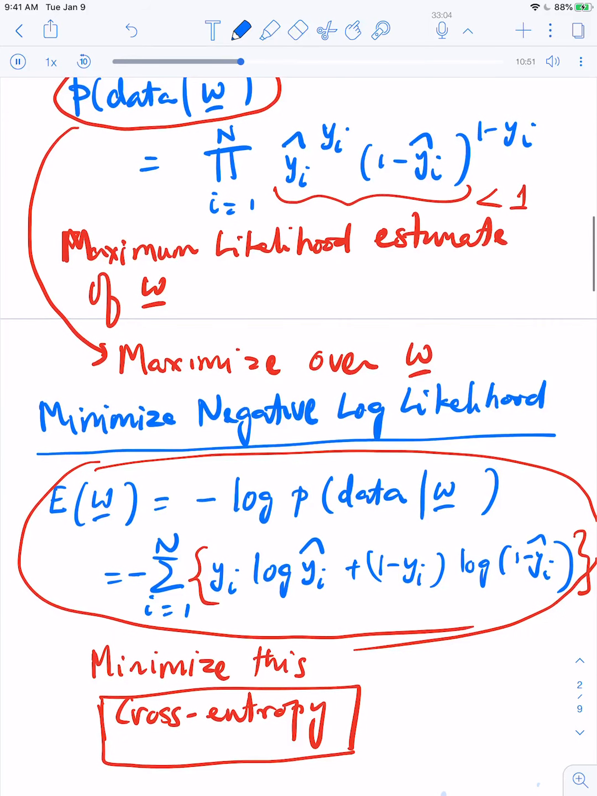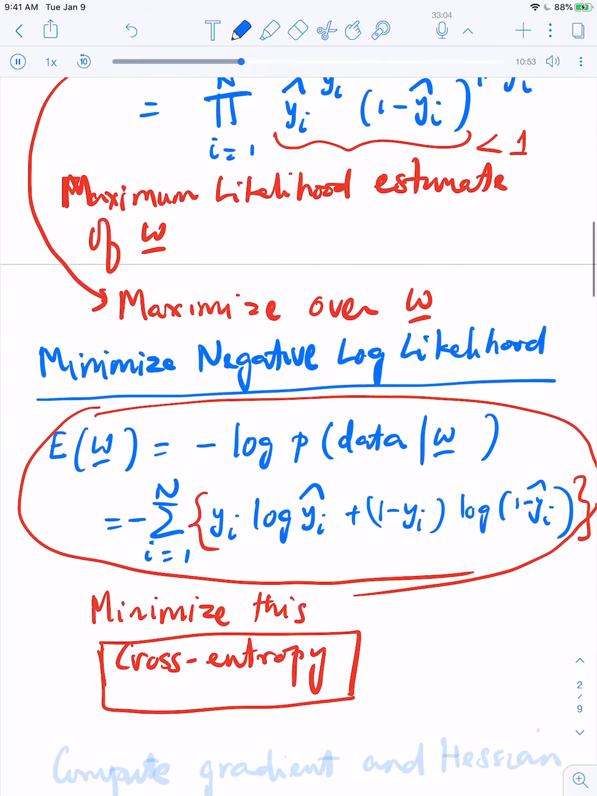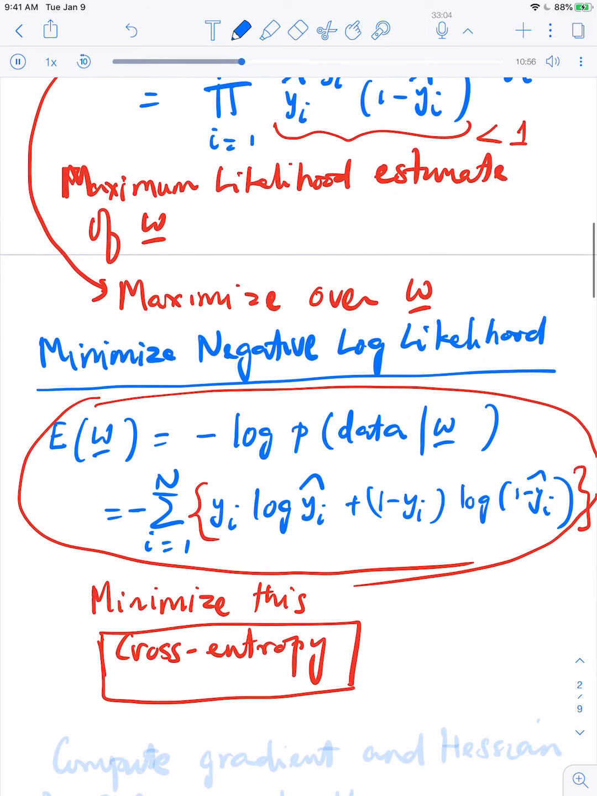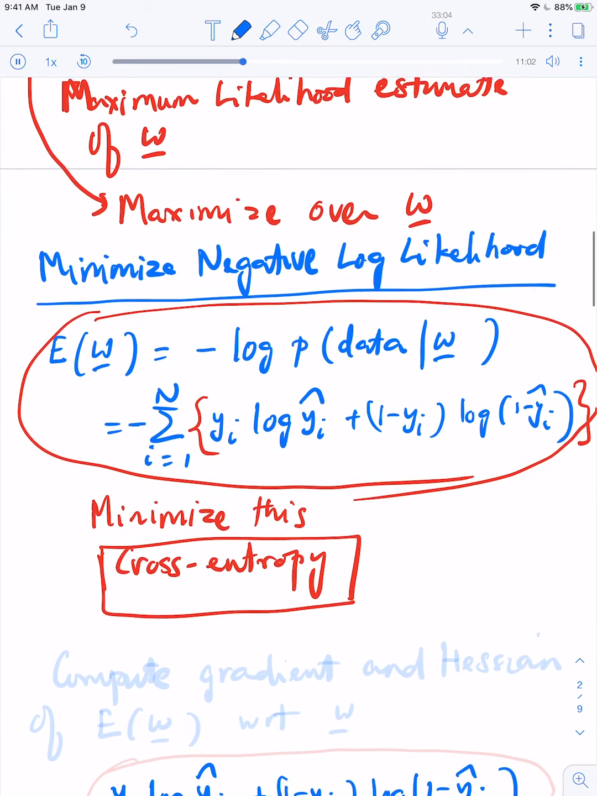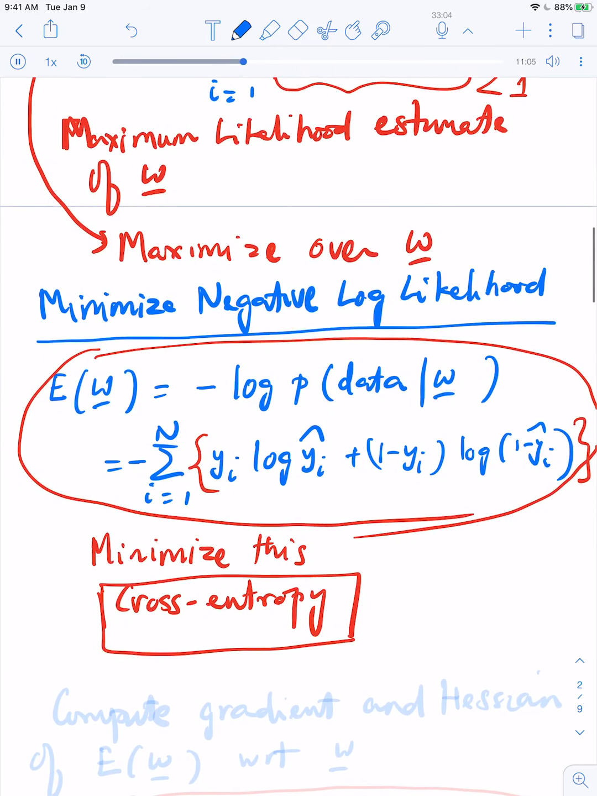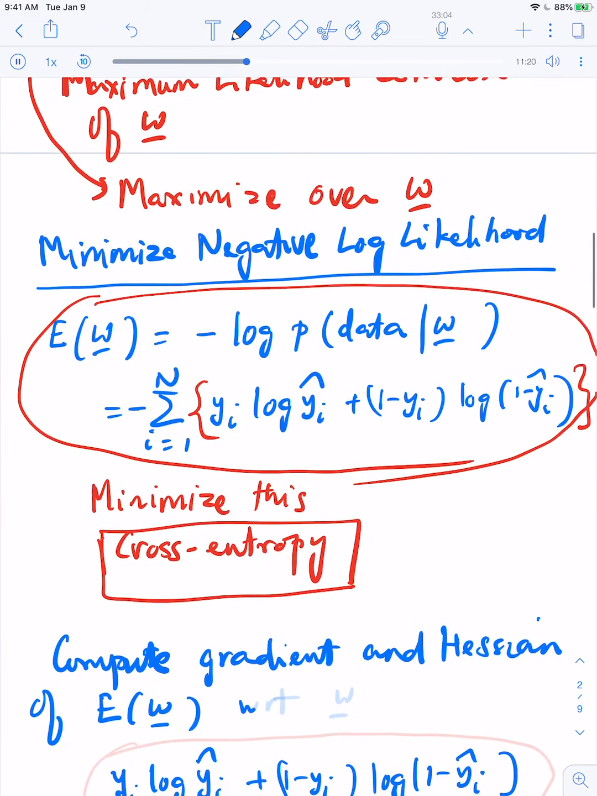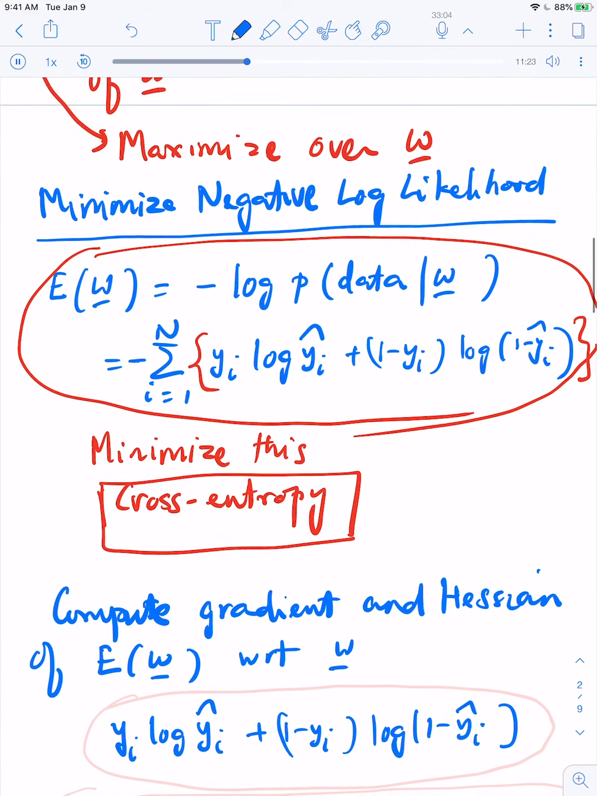Okay, so we are going to use Newton's method to minimize this cross entropy, and this would be a good time to go check out the video on Newton's method. Assuming you have done so, what we need to do now is to compute the gradient and the Hessian matrix of this cost function with respect to W, right?